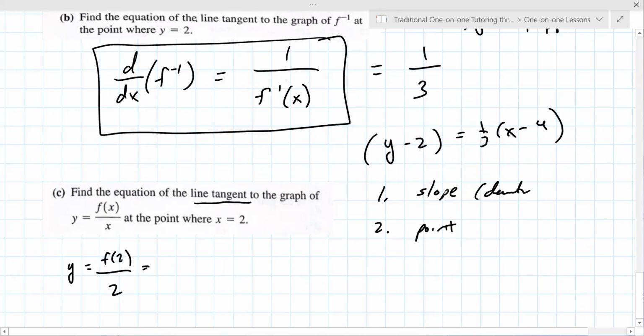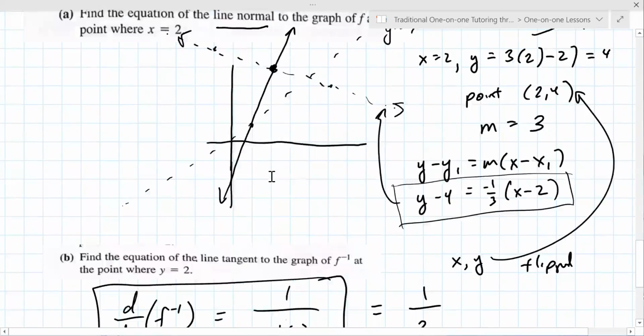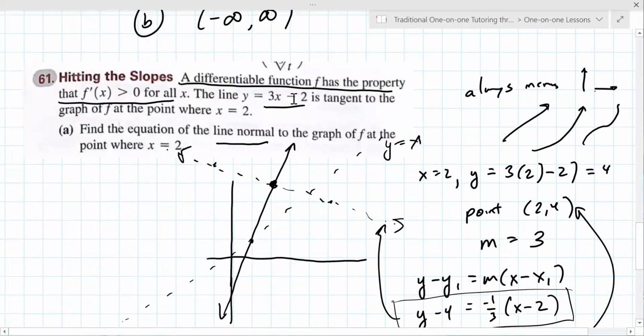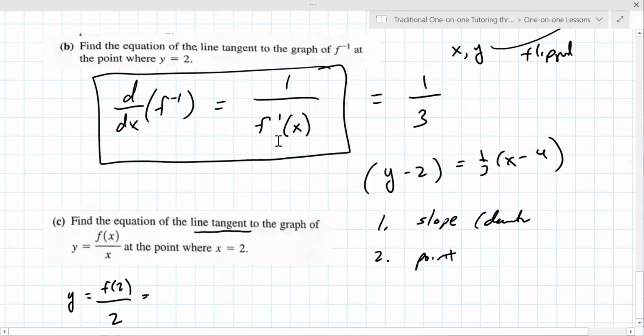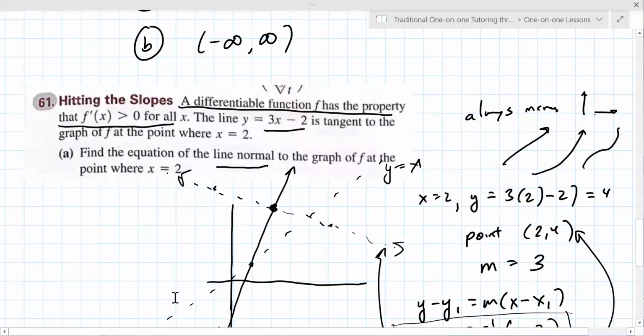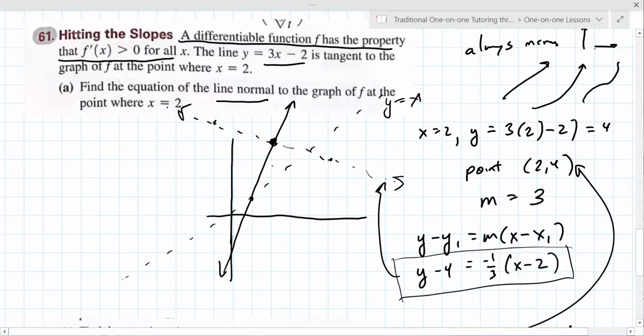And f of 2 we said was 4 because we did that back here. 3 times 2, 6 minus 2. You still use that even though that's not the function you're using? Yeah, we don't know the function, but we know it's tangent at that point. So that was the whole point of this graph: we don't know what the graph looks like, but we know it touches right there. So that point's golden. It's a perfect point for us to use.